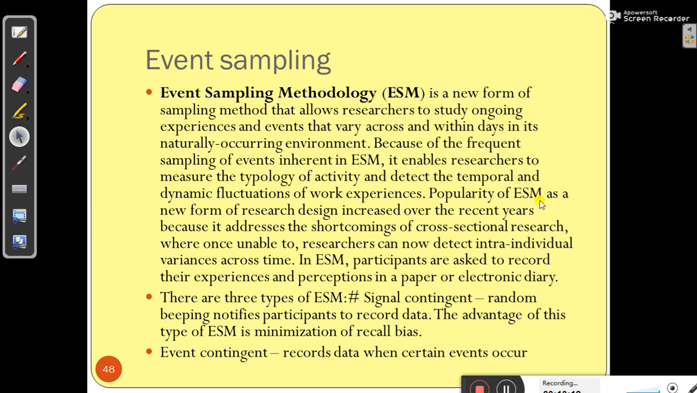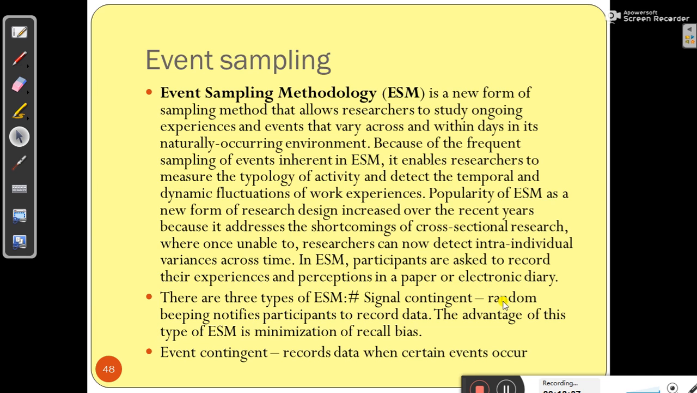The popularity of ESM as a new form of research design has increased over recent years because it addresses the shortcomings of cross-sectional research, which was unable to do this. Researchers can now detect intra-individual variances across time. In ESM, participants are asked to record their experiences and perceptions in a paper or electronic diary. There are three types of ESM.